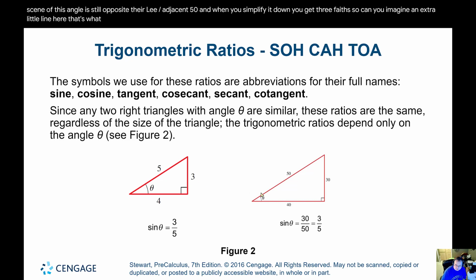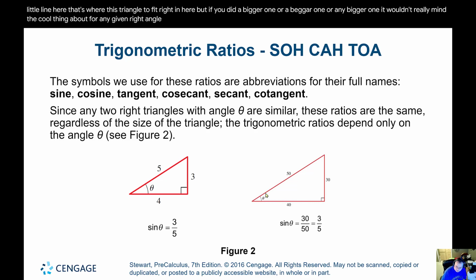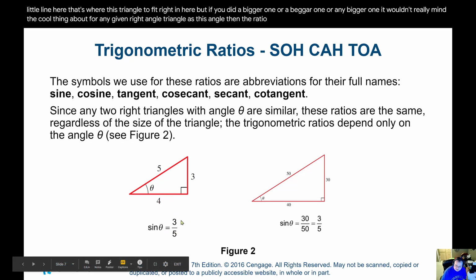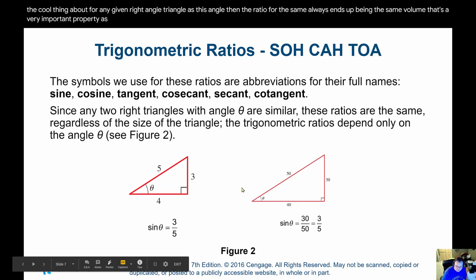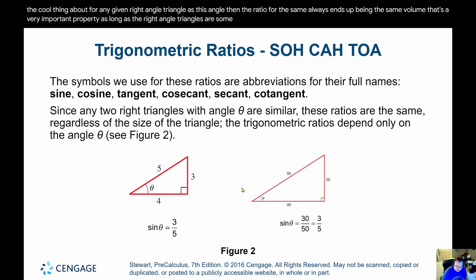So can you imagine an extra little line here? That's where this triangle would fit, right in here. But if you did a bigger one or a bigger one or a bigger one, it wouldn't really matter. The cool thing is, for any given right angle triangle, if that angle's the same as this angle, then the ratio for the sine always ends up being the same value. And that's a very important property. As long as the right angle triangles are similar in shape, all 6 trig ratios will be the same.